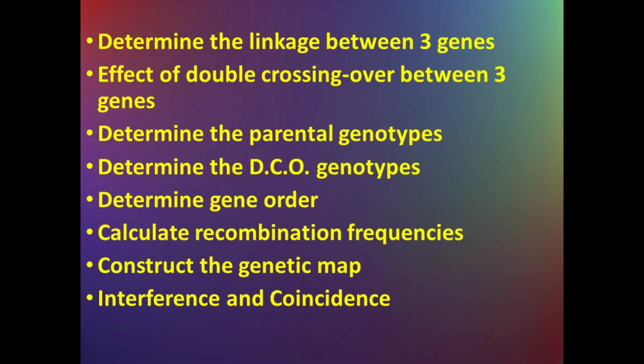The topics we will discuss today are as follows. Determine the linkage between 3 genes, effect of double crossing over between 3 genes, determine the parental genotypes, determine the double crossing over genotypes, determine gene order, calculate recombination frequencies, construct the genetic map, and interference and coefficient of coincidence.